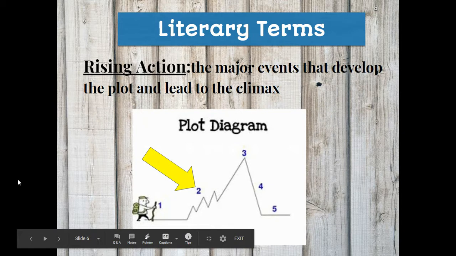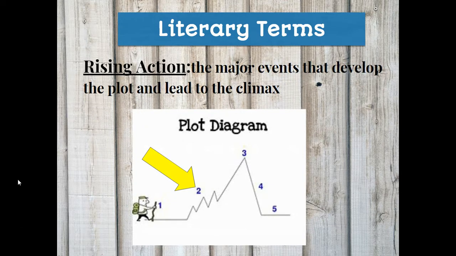The next part of a plot is called the rising action. So these are major events that develop the plot and lead to the climax. The climax is also known as the turning point. It's the point of great suspense. So as we talk Finding Nemo, Nemo gets taken. That's the inciting incident. Then we're into rising action, the second part of the plot, right?